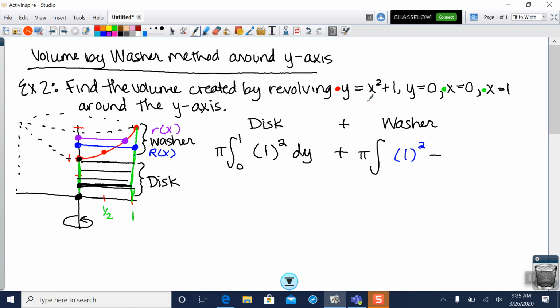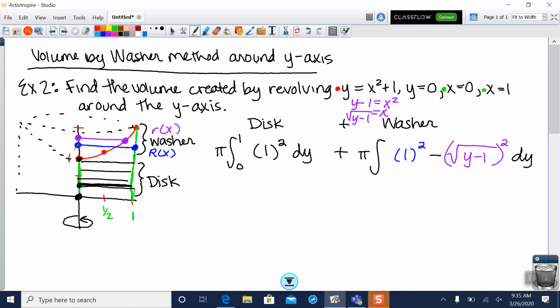But my problem is I have to have an equation here in terms of y. So before I can use this, I have to go ahead and solve for x. Okay, so the function that's going to go here is y minus 1 squared dy, because again we're going around the y-axis, and we have to look at our picture.